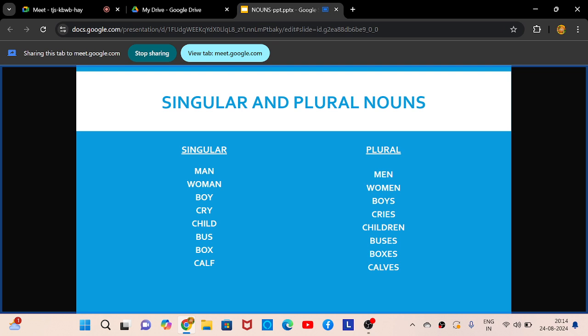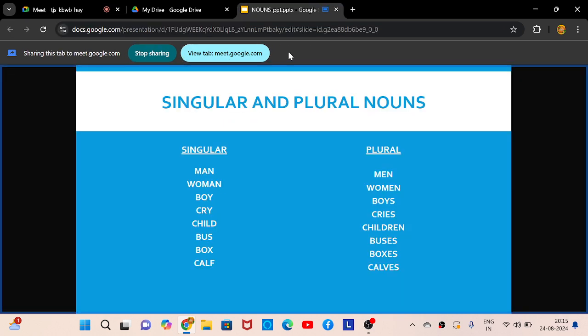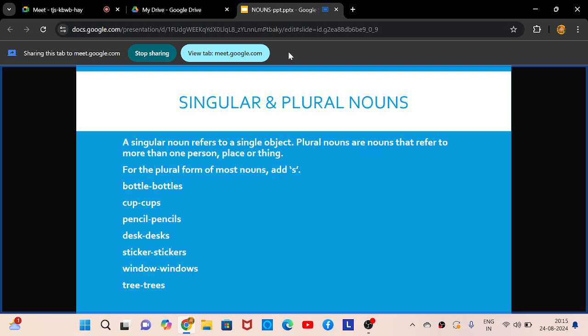Okay, so now we are moving to the last part, singular and plural nouns. This is a very easy topic, but still some students are finding some kind of confusion, like how to find out the plural of some words. These are some common words that I have given here: man, men, woman, women, boy, boys, cry, cries, child, children, bus, buses, box, boxes, and calf, calves. So what we are going to learn is a singular noun refers to a single object and plural nouns refer to plural objects. We know that.